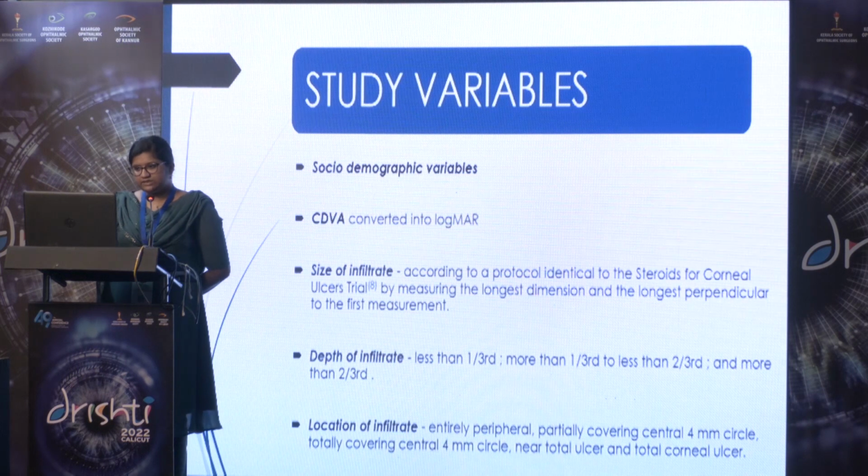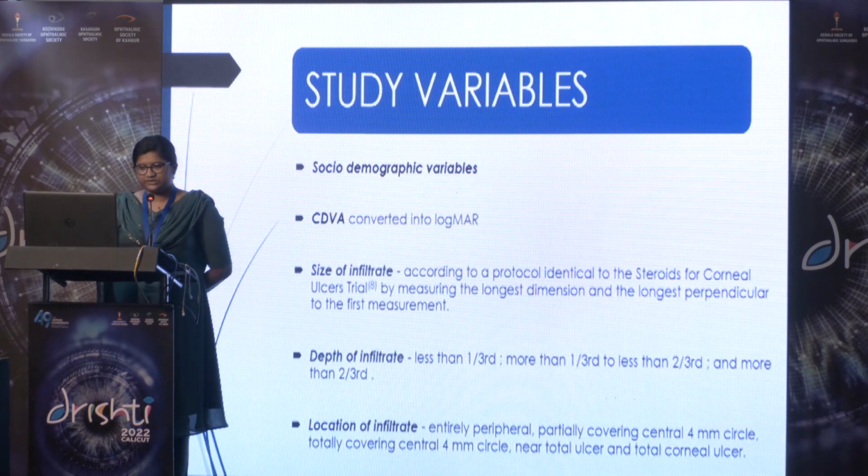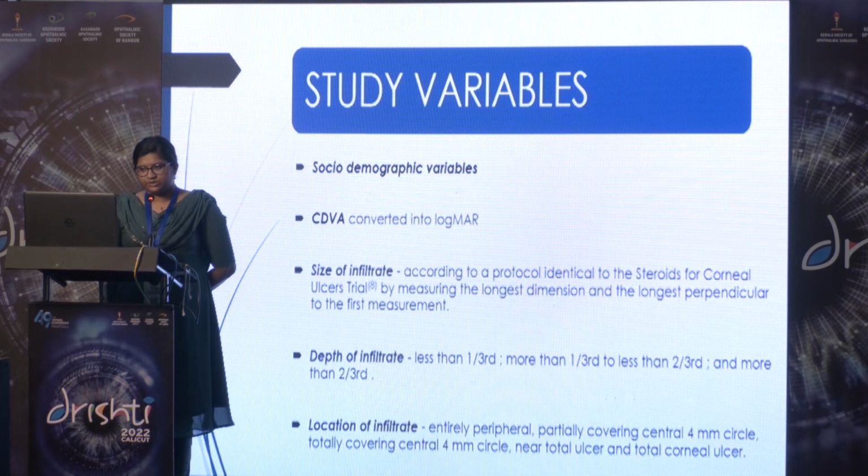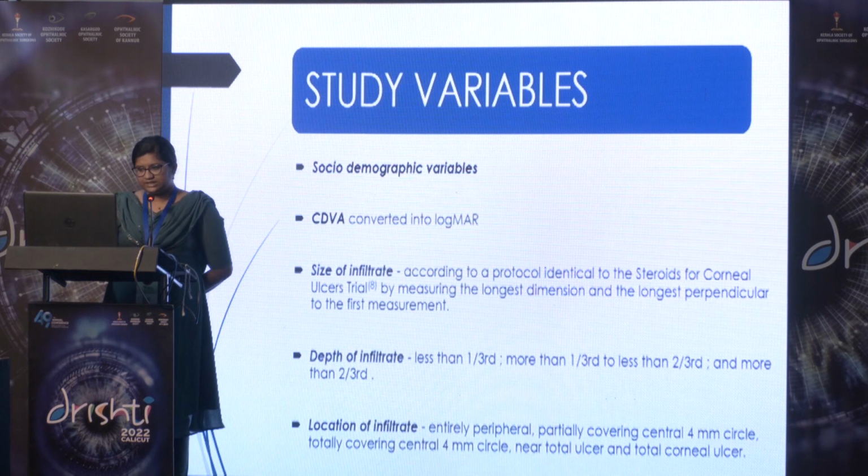My study variables were socio-demographic variables, corrected distance visual acuity, which was converted to logMAR, and size of infiltrate. The depth of infiltrate was assessed in three categories: less than 1/3, 1/3 to 2/3, and more than 2/3. Location of the infiltrate was divided into categories like entirely peripheral, partially covering the central 4 mm circle, totally covering the central 4 mm circle, near total ulcer or a total corneal ulcer.